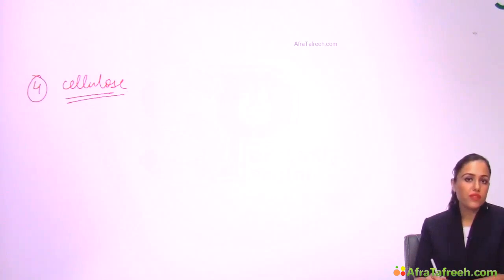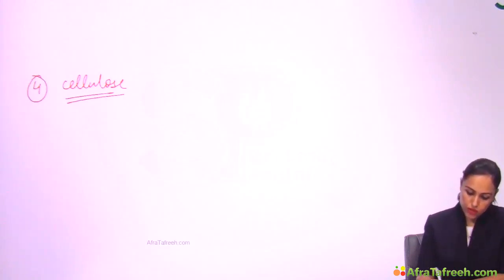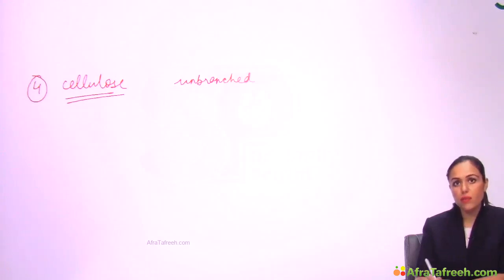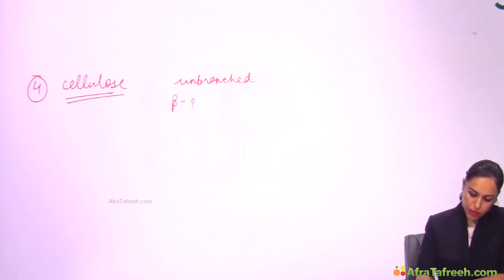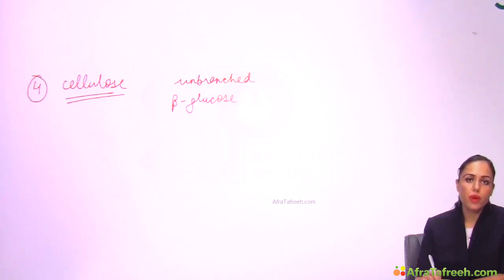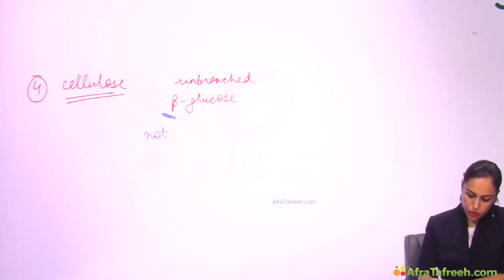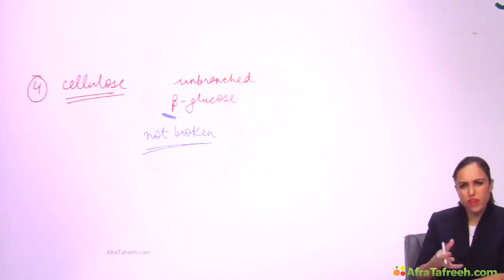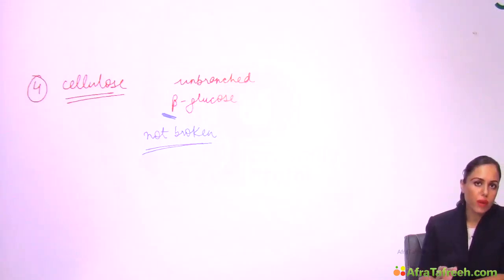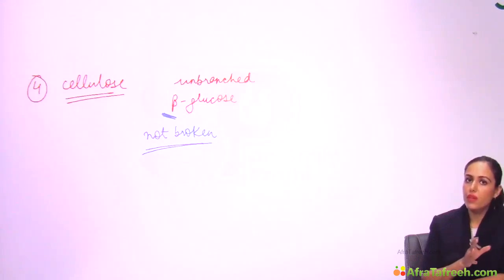Now the fourth homopolysaccharide we are going to take is cellulose. Cellulose is unbranched. I told you most homopolysaccharides are branched, but cellulose is unbranched, and cellulose is made up of beta glucose. Let me tell you a general point about beta. Whenever there is a beta bond in any molecule, beta means not broken. A beta bond is very difficult to break. It can't be broken by our enzymes. We don't have any enzyme to break a beta bond. So this is a general point that beta is not broken.